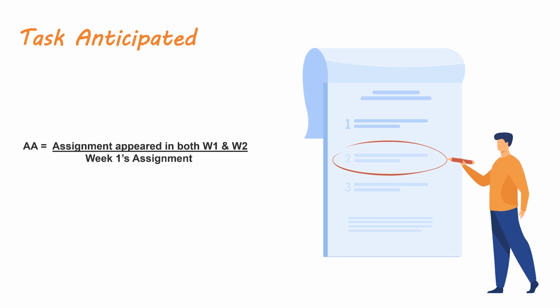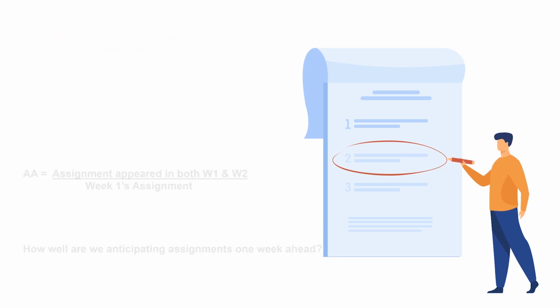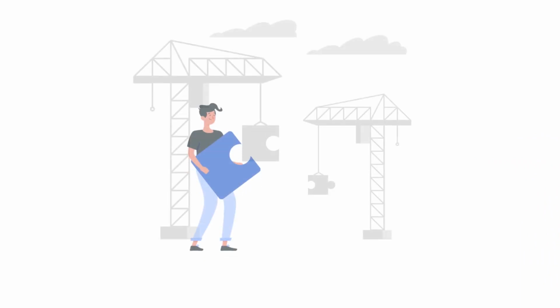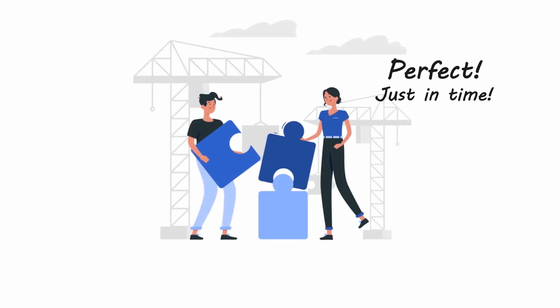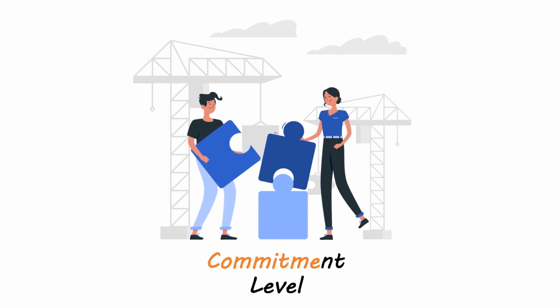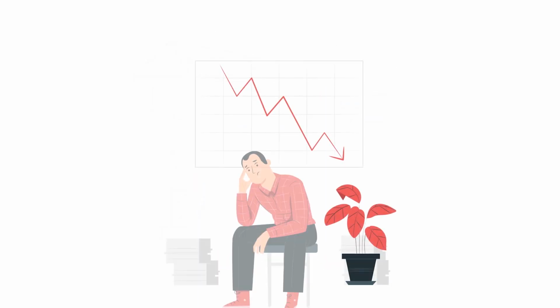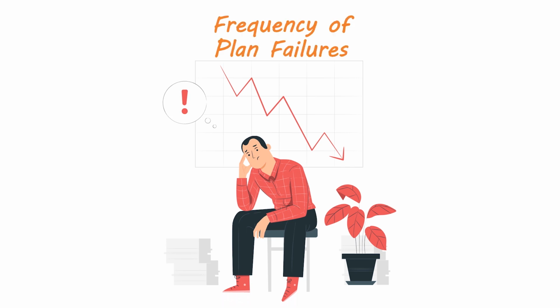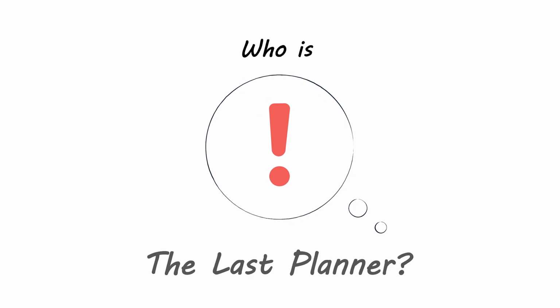We have tasks anticipated, a measurement of how many upcoming tasks have been identified from a look-ahead meeting. Commitment level. This measures how effectively our last planners have assigned critical tasks. Frequency of planned failures. This is the number of planning failures that happened, in order to find the root cause of work not getting done.